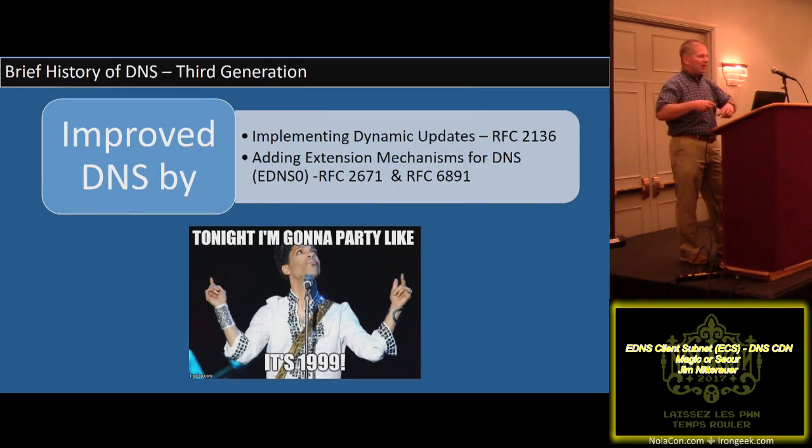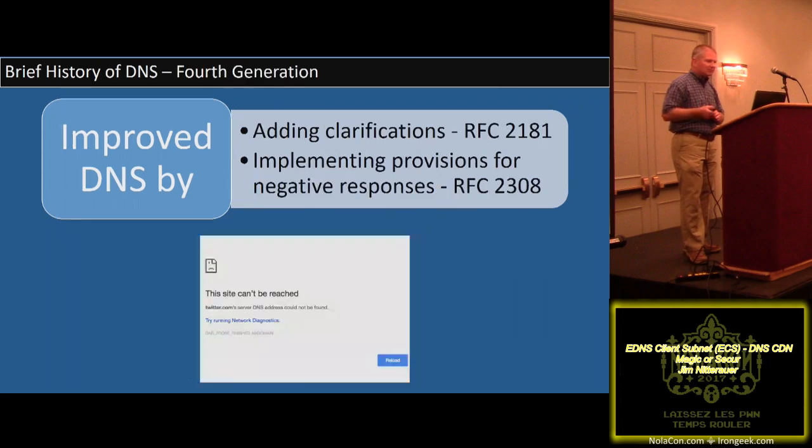Third generation made DNS even more optimized by implementing dynamic updates. This allowed a single record within a zone to be exchanged between DNS servers, so the whole zone didn't have to be transferred, just that one changed record. This is also where we see the introduction of the mechanisms for EDNS0, which are RFCs 2671 and 6891. We'll come back to this in a little bit, but this is the time frame that these were added. These last two RFCs were proposed by Paul Vixie.